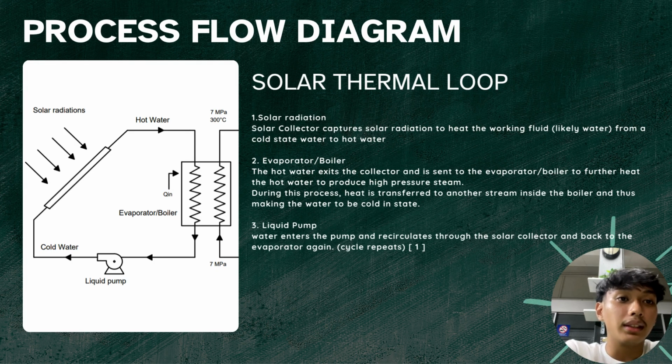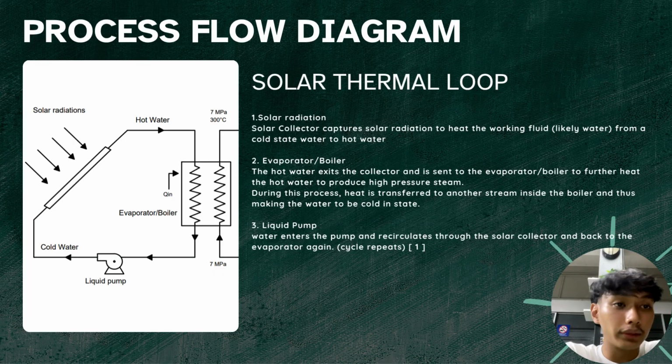The hot water exits the collector and is sent to the evaporator or boiler to further heat the water to produce high pressure steam. During this process, heat is transferred to another stream inside the boiler, thus making the water cold again. So the cold water will exit the evaporator or boiler to be sent to the liquid pump.